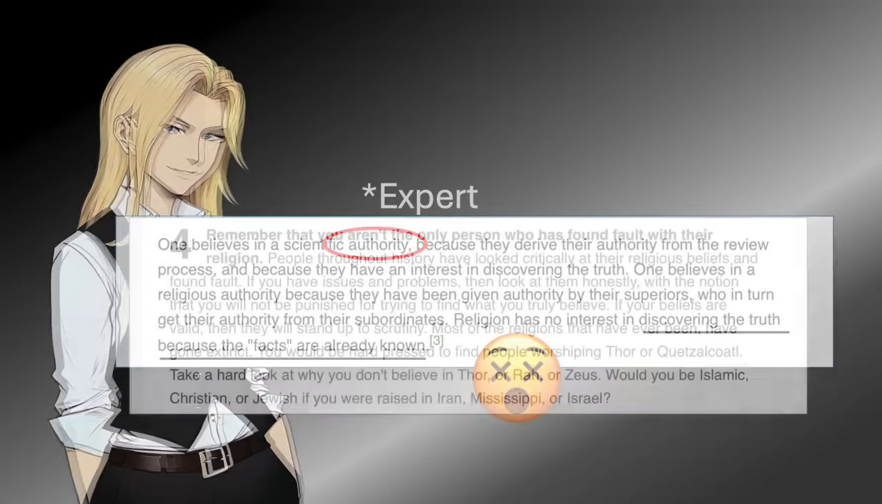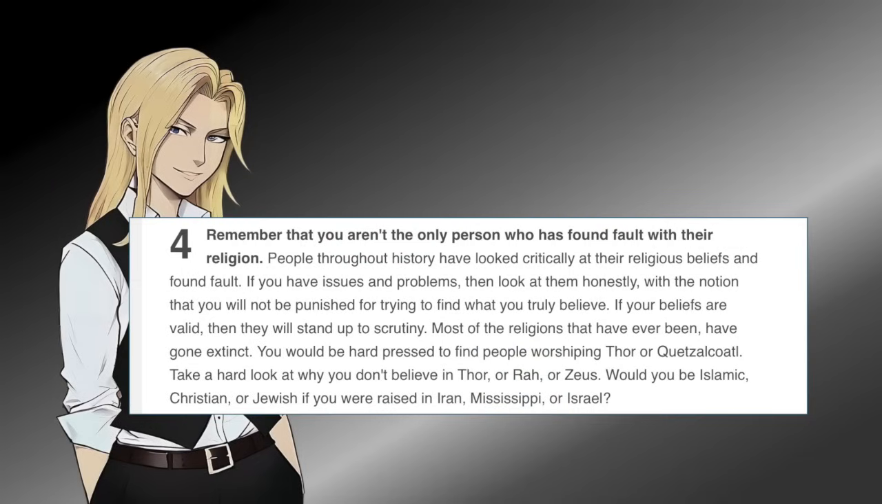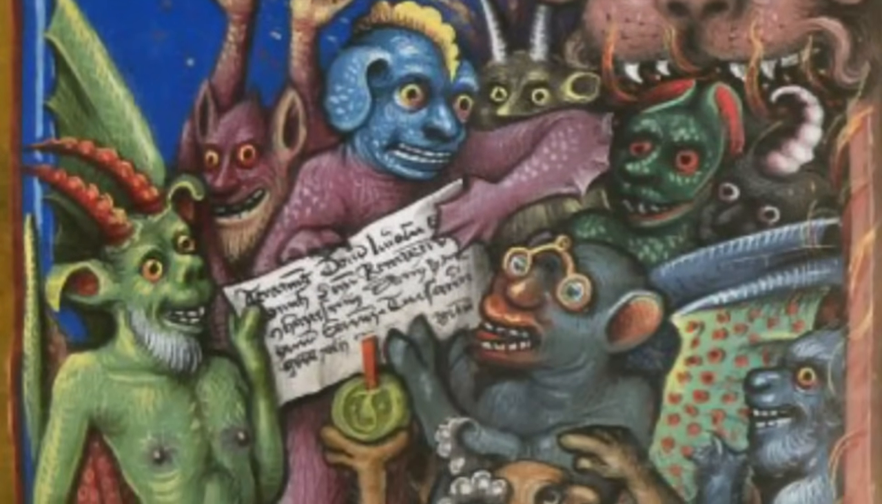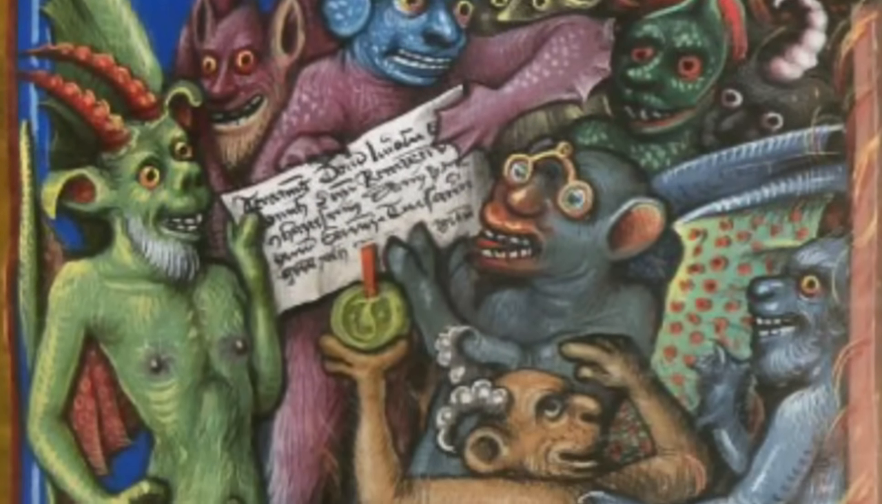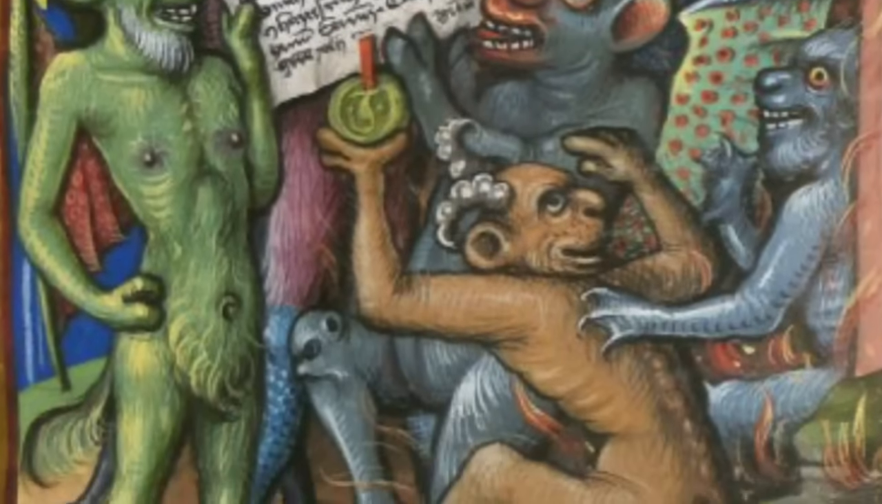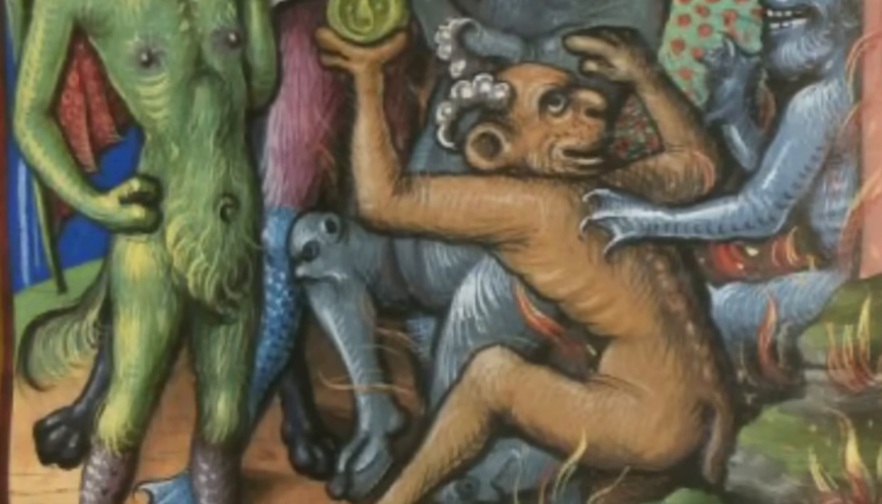Let's move on. Number 4, remember that you aren't the only person who has found fault with their religion. People throughout history have looked critically at their religious beliefs and found fault. If you have issues and problems, then look at them honestly with the notion that you will not be punished for trying to find out what you truly believe. Ooh, I like that, because I think a lot of people who are deconstructing, or whatever term you want to use, are afraid of hell, quite frankly, at least in the United States, where Christianity is so strong. So yeah, you're not going to be punished for just looking and seeing what's out there.